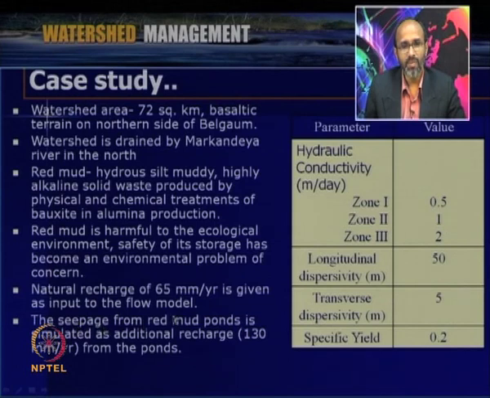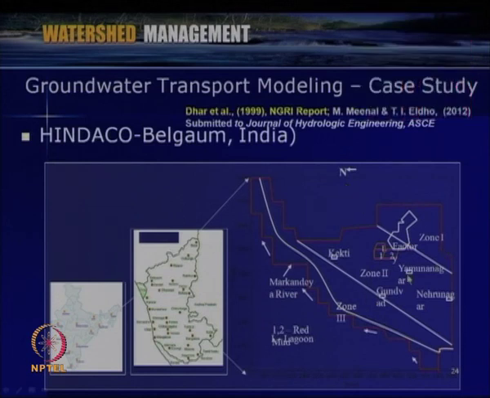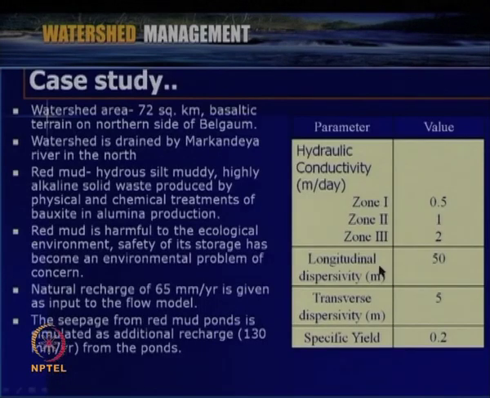Then the seepage from the red mud pond is simulated as additional recharge of about 130 mm per year. So, as far as the aquifer system is concerned, for modeling purposes we have considered 3 zones, zone 1, zone 2 and zone 3 as shown here. This one is zone 3, zone 2 here, then zone 1. And this is the Markandeya river on the side. Here the longitudinal dispersivity is considered as 50 and transverse as 5, and the specific yield of the aquifer is considered as 0.2. For zone 1 the hydraulic conductivity is 0.5 meter per day, zone 2 is 1 meter per day and zone 3 is 2 meter per day.